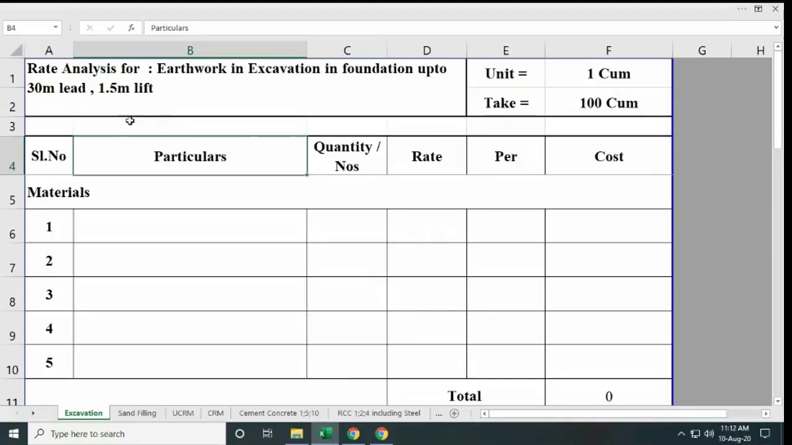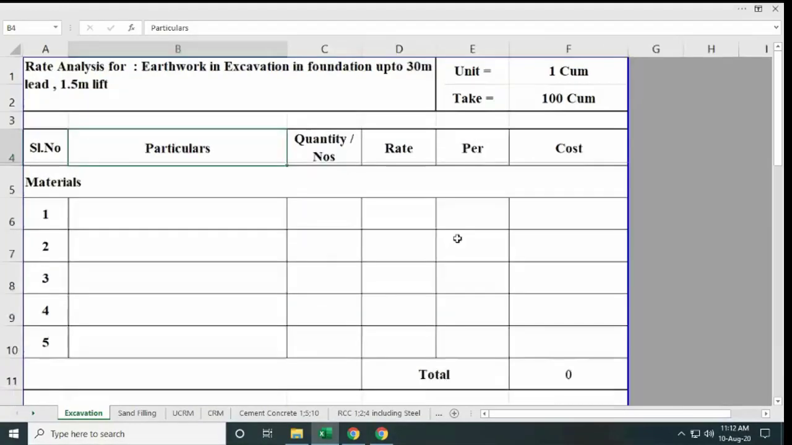Then next, we had seen some basic calculation, how to do the material calculation for a concrete work, for a brick masonry work, and for the plaster work. Same thing we'll apply in today's video and we'll do the calculation. So this is the format that we have. Within this format you can do the calculation.